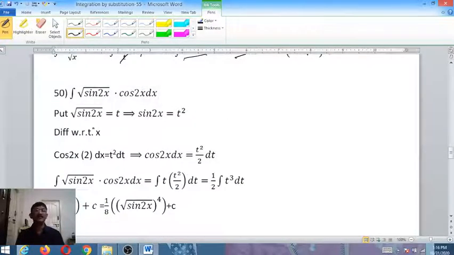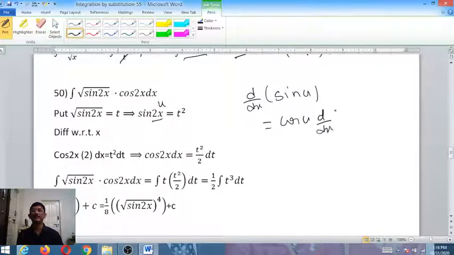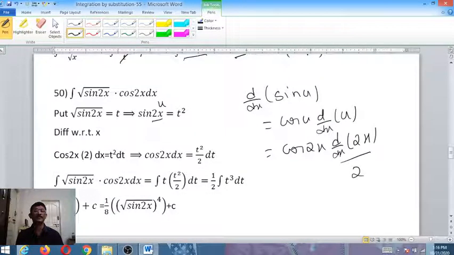Now look here. Again the same thing. Take root of sin 2x as t. Squaring both sides, sin 2x equals t square. Differentiate this. If you differentiate this, you must take 2x as u. What is the derivative of sin u with respect to x? The derivative of sin u is cos u into the derivative of u. What is u here? This is cos 2x into the derivative of 2x. What is the derivative of 2x? It is 2. So it is cos 2x into 2 dx equals 2t dt.